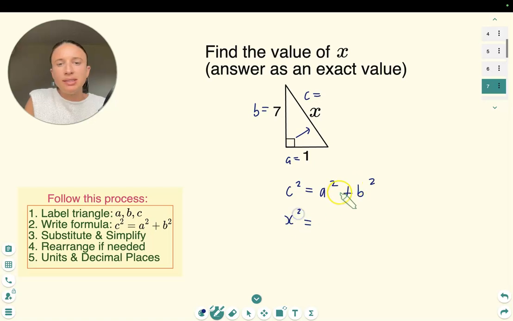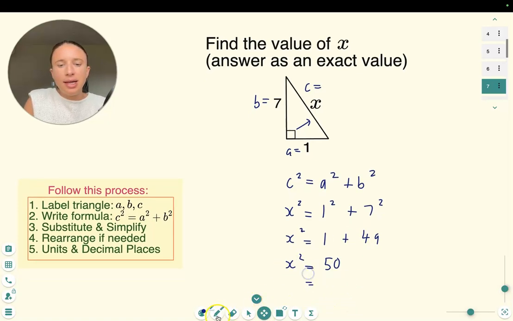Well, x squared is, we're just replacing the variables, 1 squared plus 7 squared. 1 plus 49. And then we want x on its own. So we have to undo that. Oh, actually, I'm getting ahead of myself. Let's simplify one more step further. Okay. And we want x on its own.